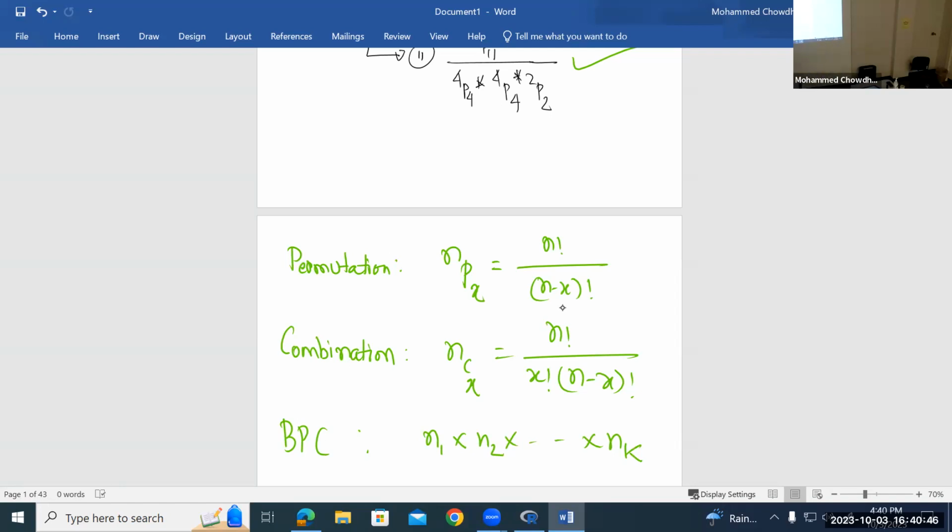So what have we learned? We have learned what the product rule is, what permutation is, and what combination is. These are the general rules: nPx, nCx, and n1 times n2 times up to nk.